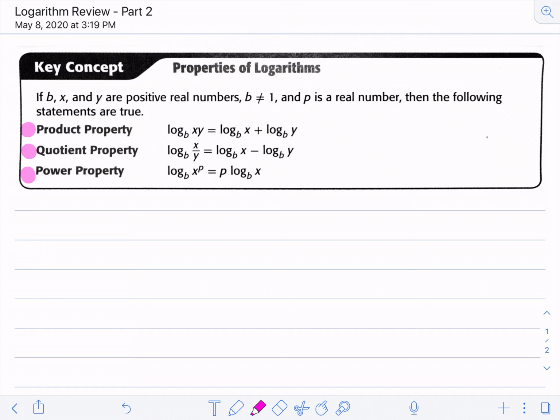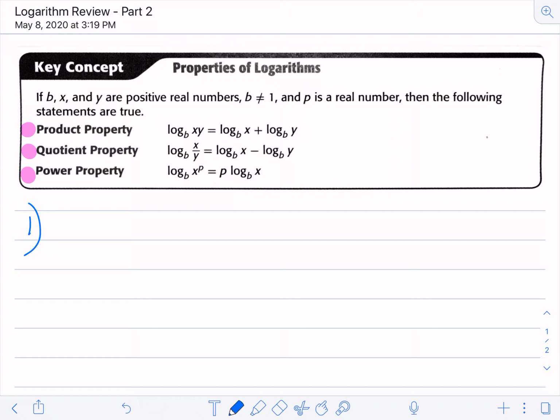So this first one, which is the product property, says that if I have log base b of x times y, I can separate that into two logarithms. And based on the way logarithms work, it's not going to be log base b of x times log base b of y. It's going to be log base b of x plus log base b of y. Let me give you an example here.